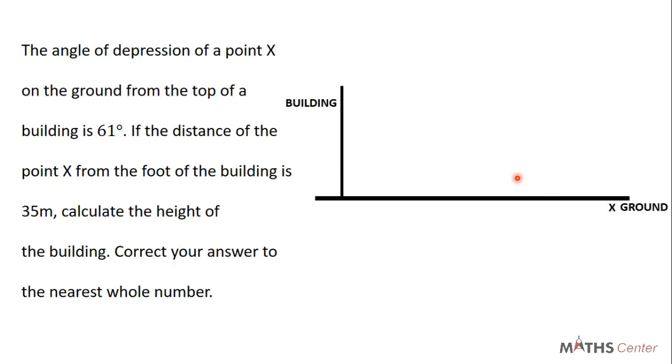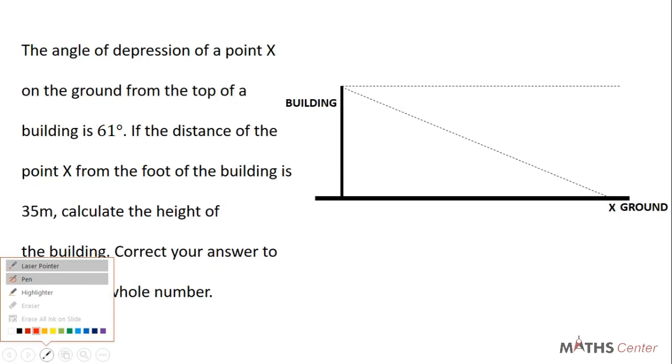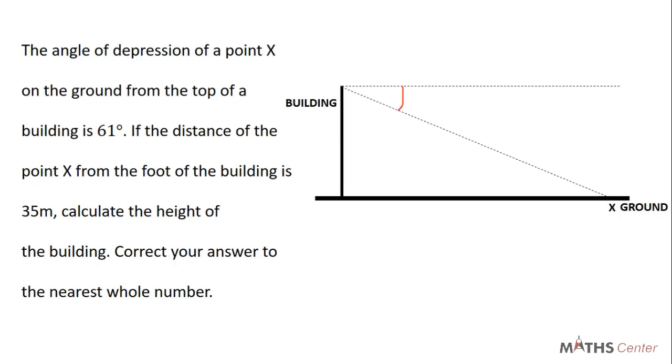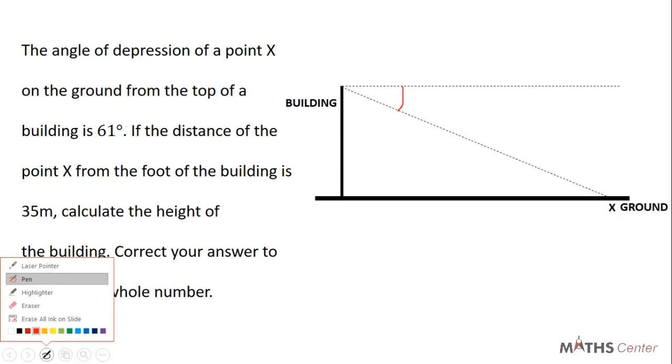This is the point. The angle of depression of X from the top of the building is 61 degrees. Now, if we are at the top of the building, this is the horizontal line. So the angle of depression of X from the top of the building means that if we join X to the top of the building, the angle that will be created here is the angle of depression. So this angle here is the angle of depression of X from the top of the building. I hope that is clear.